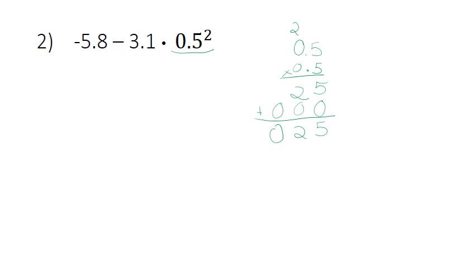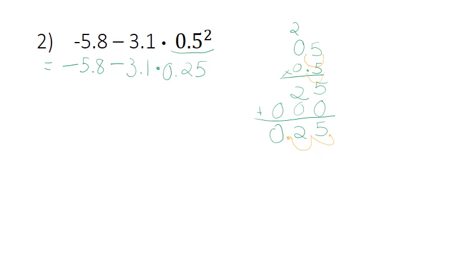Now I'm going to count the number of decimal places in my factors. I have 1, 2, and add that many to my product. 1, 2. So that means 0.5 squared is 0.25. So my next line would say 5.8 minus 3.1 times 0.25.